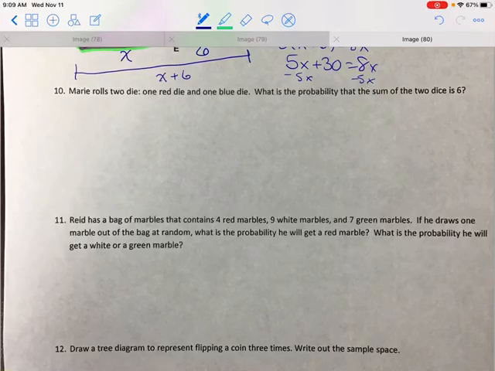In this video, we're going to look at probability problems 10, 11, and 12. Number 10: Marie rolls 2 dice, 1 red and 1 blue. What's the probability that the sum of the 2 dice is 6?